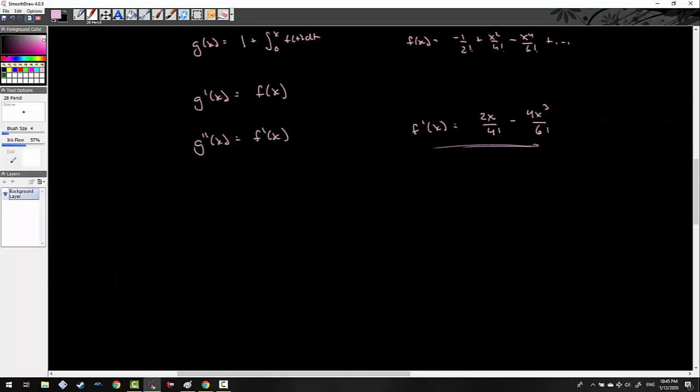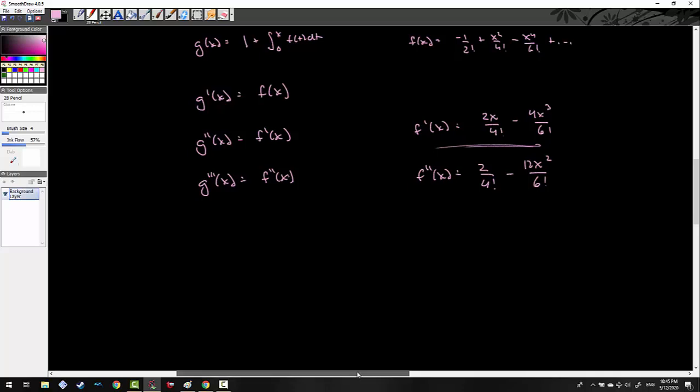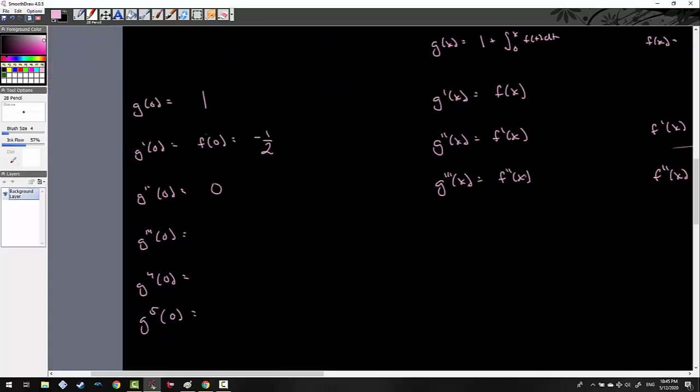Okay, so motion sickness continues. G triple prime of x is going to be f double prime of x. What's f double prime of x? Well, let's go and derive it. That means I get 2 over 4 factorial minus 12x squared over 6 factorial. F double prime of 0 is going to make this x term go away, so I end up with f double prime of 0. I believe that was 2 over 4 factorial.